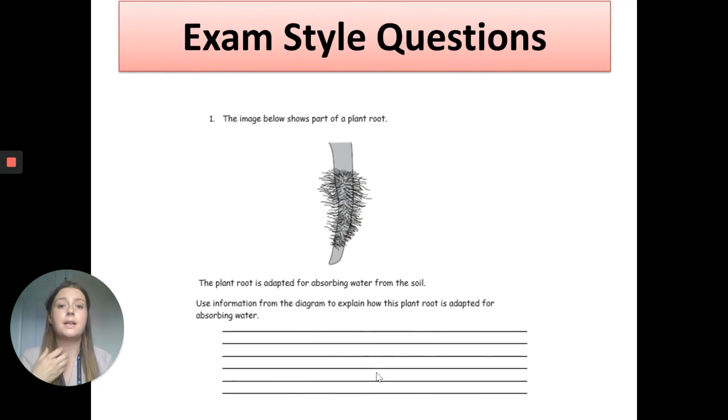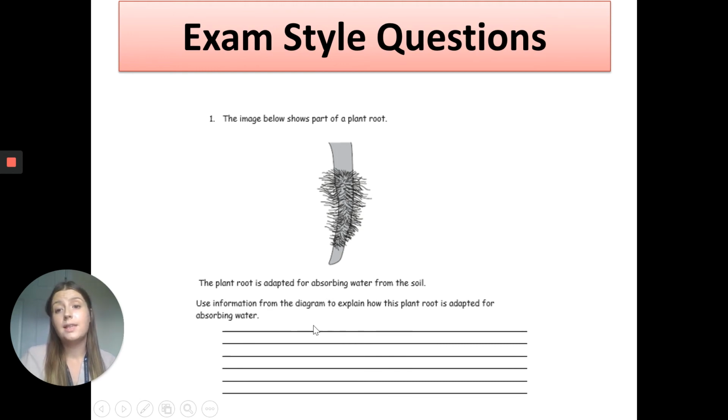Okay, some exam style questions now. So this first question is a 3-mark question. Okay, so we've got an image of a plant root here. So it's not said anything about root hair cells, but we should be thinking in our brains now that if it's saying plant root, we're talking about root hair cells. Okay, so the plant root is adapted for absorbing water from the soil, using information from the diagram to explain how this plant root is adapted for absorbing water.